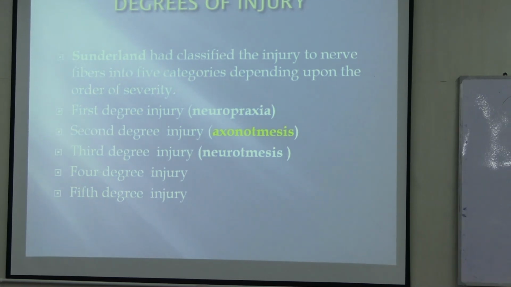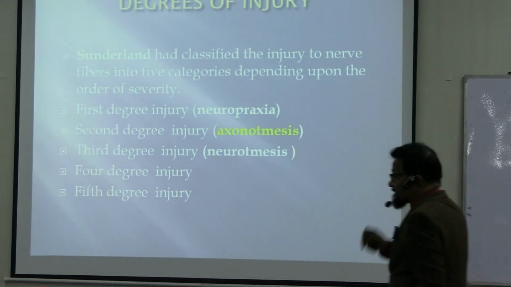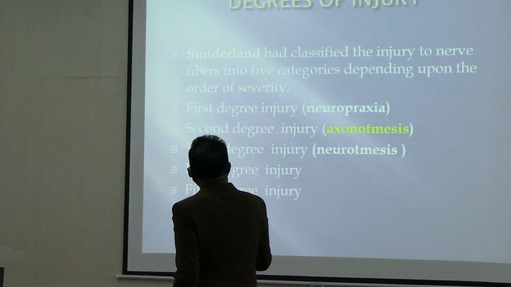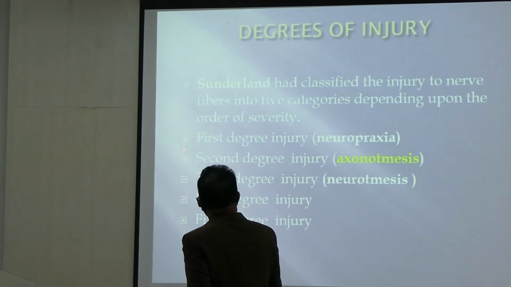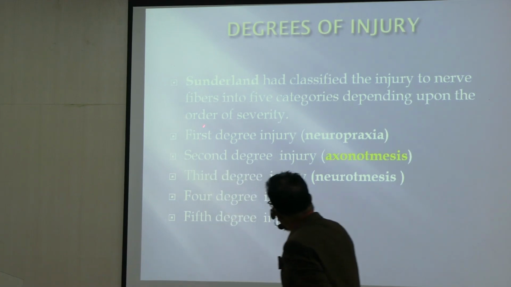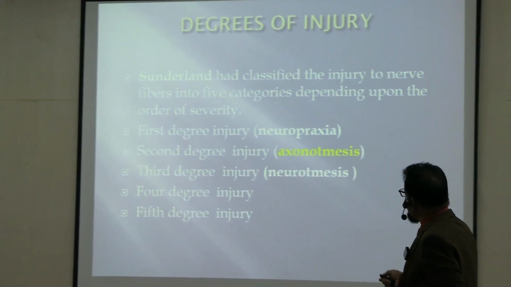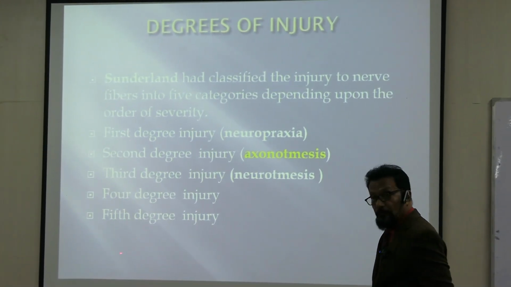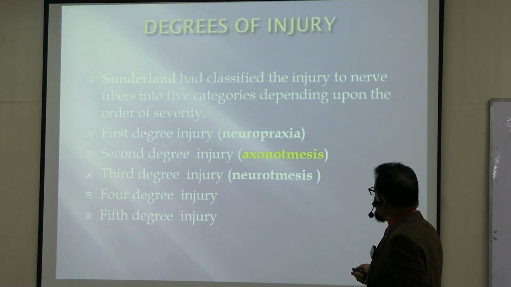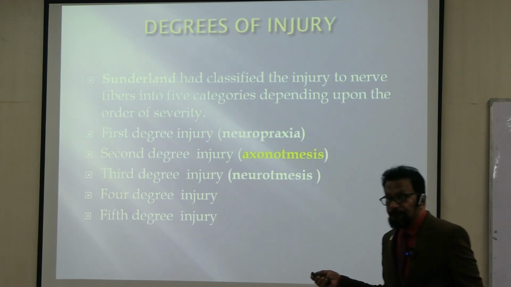Sunderland, a scientist, classified the severity of injury. He classified it as first degree injury, depending on the severity, from less to more severe. So this is the less severe, mild, first degree injury. This is also called neuropraxia.